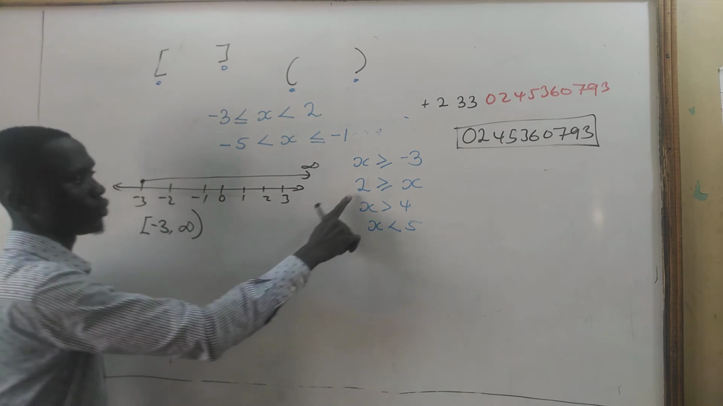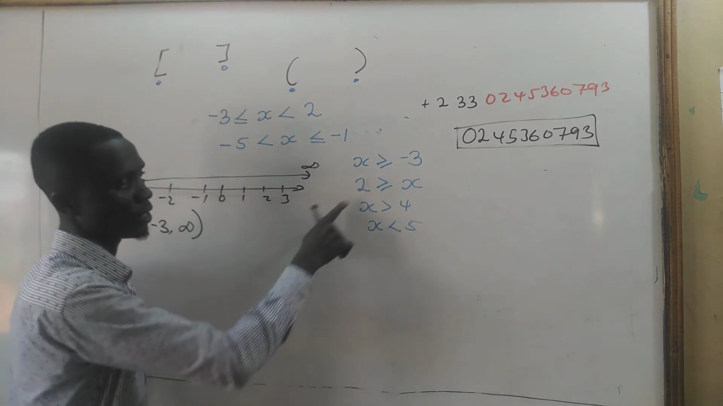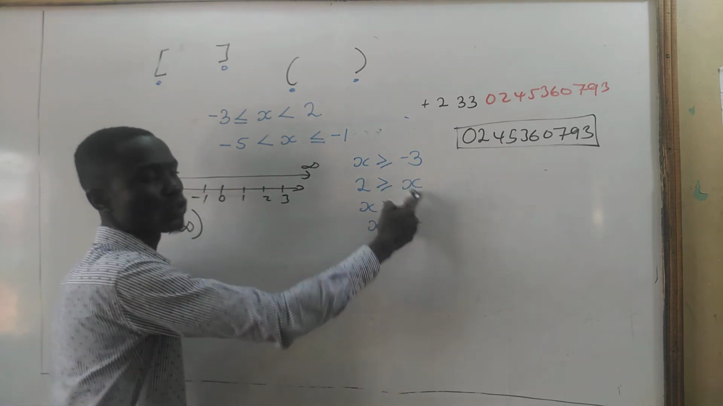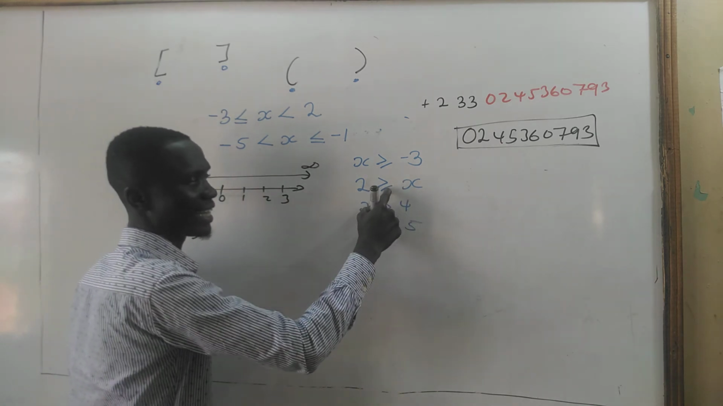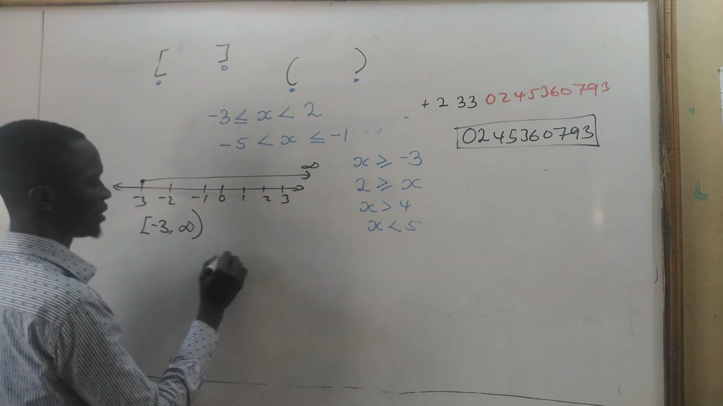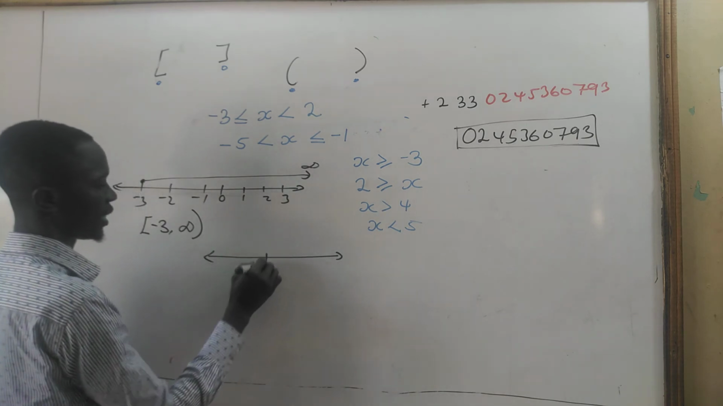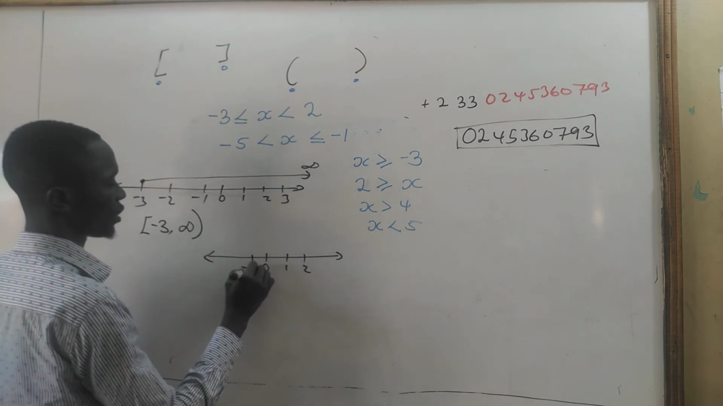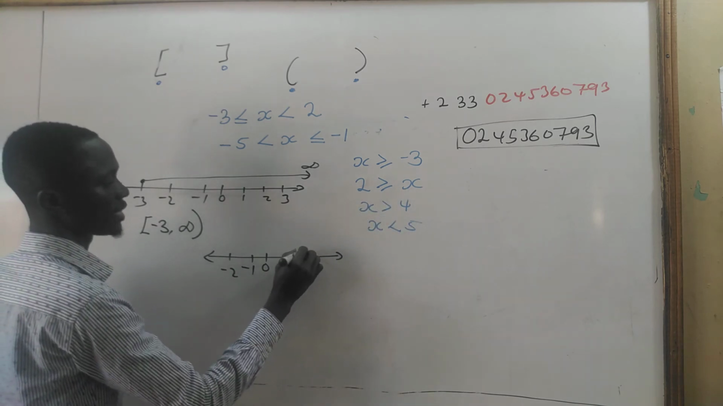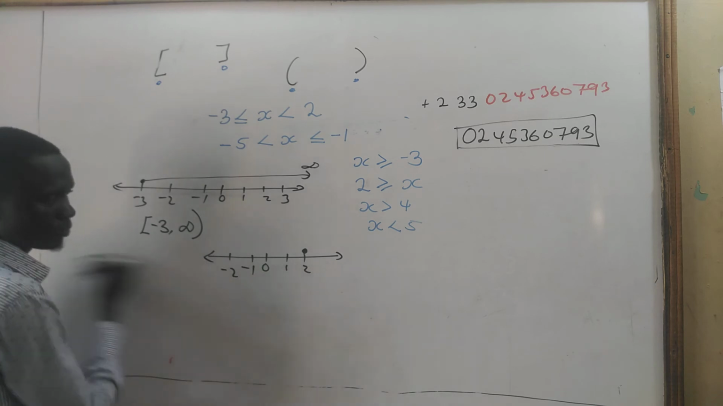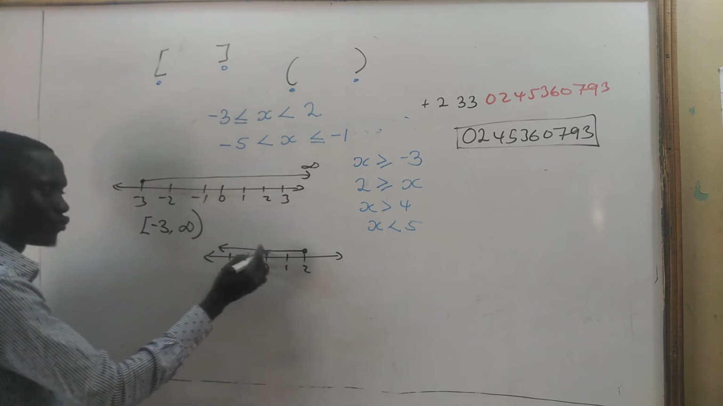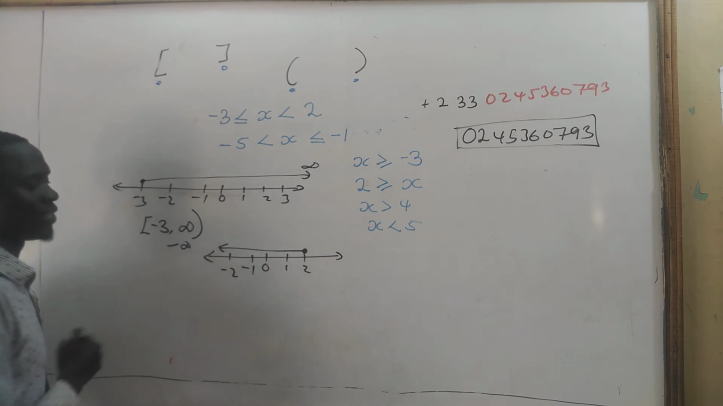Now for the second one, 2 is greater than or equal to x. Note that you always stand on the variable to read. So here x is less than or equal to 2. If we take this number line, 0, 1, 2, minus 1, minus 2. X is less than or equal to 2, so when you stand on 2, you shade it, and all numbers less than 2 go to the left hand side. So we show this one, and it will move here to negative infinity.